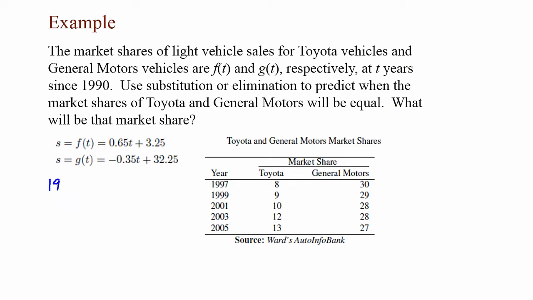Since we're starting with 1990, I add 29, gives us 2019. The market shares will be equal in 2019, and that market share will be 22.1.